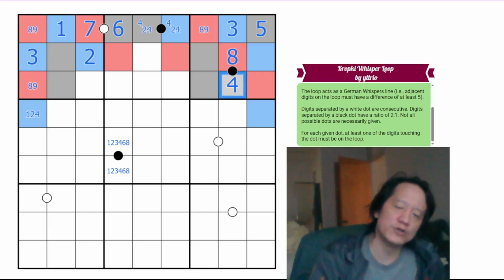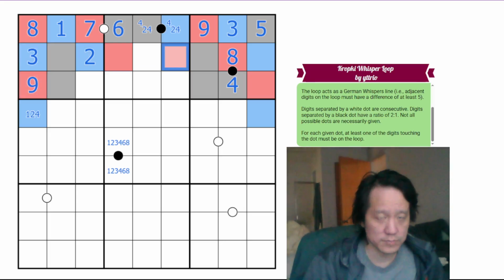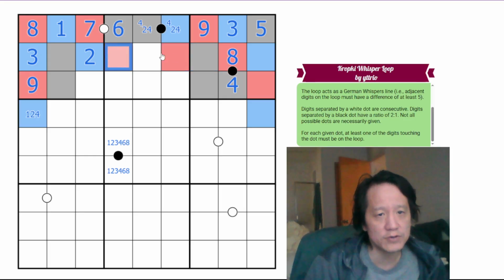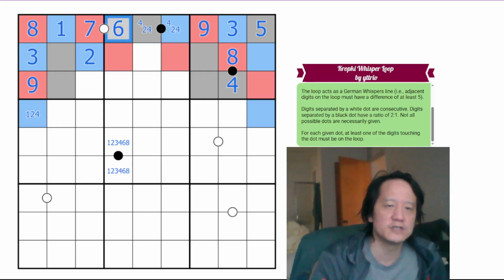That makes this 1 to 2 ratio with 4. This 8 eliminates 8 here, so it's 9. Which means this can't be 9. That's 8, which makes this 9. These 2 high digits can only be 7 or 9, because we cannot have a 6 because of the 6 in the box, cannot have an 8 because of the 8 in the row. So this is 7 and 9.